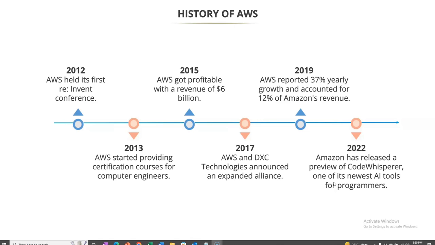In the year 2015, AWS became profitable with a revenue of $6 billion, quite a big one. In the year 2017, AWS and DXC Technologies announced an expanded alliance. In the year 2019, AWS reported 37% yearly growth and accounted for 12% of Amazon's revenue. And by the year 2022, Amazon released a preview of CodeWhisperer, one of its newest AI tools for programmers. It's a very dynamic public cloud and it keeps on making a lot of changes as well. So we have to be always up to date whenever we work on AWS.